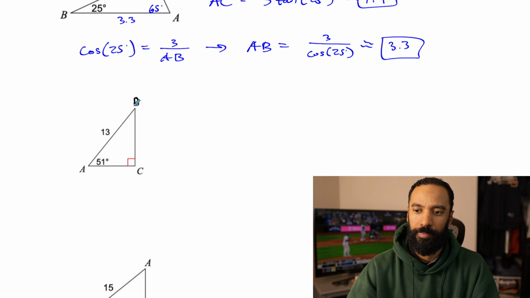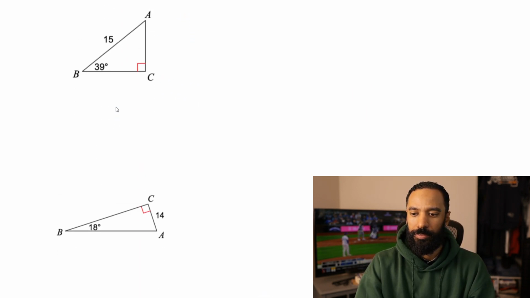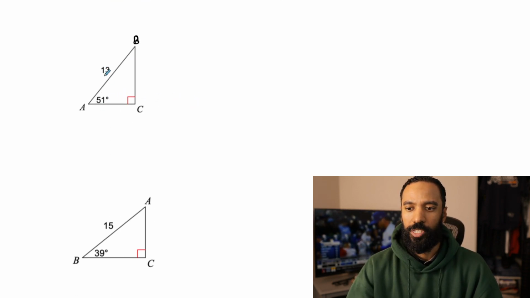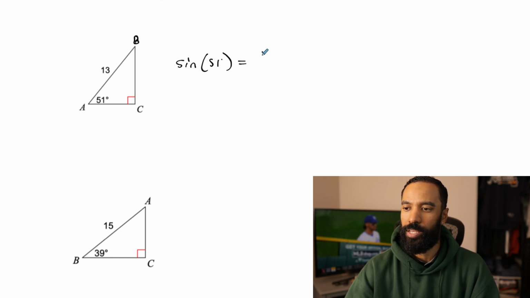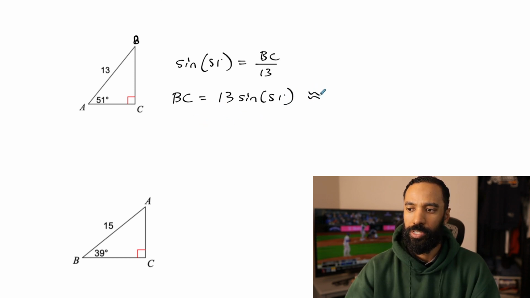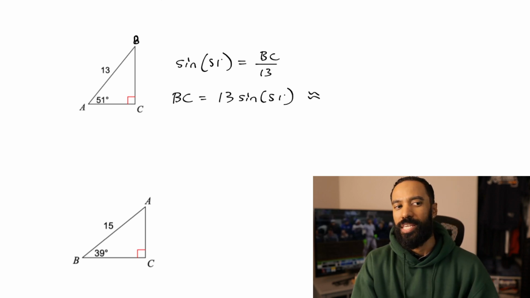So next problem, call it part D. We have a hypotenuse with an angle. A lot of repetition, but it's just good to get some practice in. This time the hypotenuse is given and we need to find some parts. So let's find this side opposite that. Opposite and hypotenuse is sine. Sine of 51 degrees is the length of BC over 13. So BC is 13 times the sine of 51, which is about 10.1.